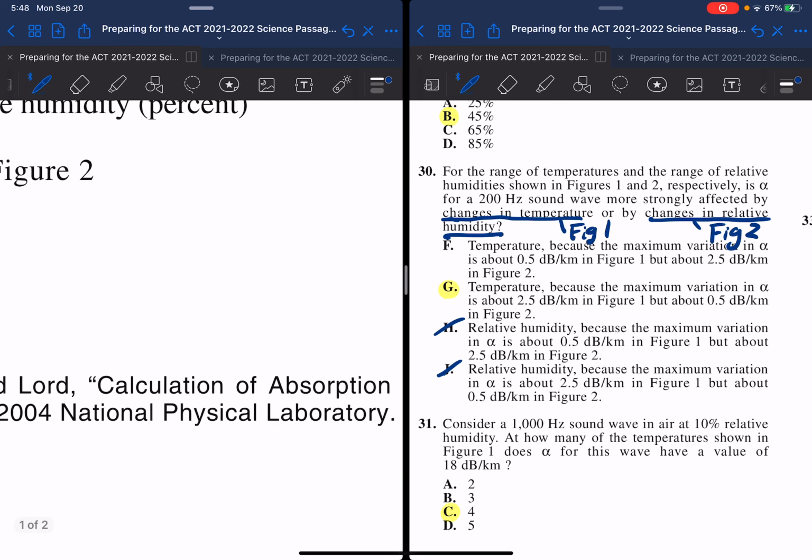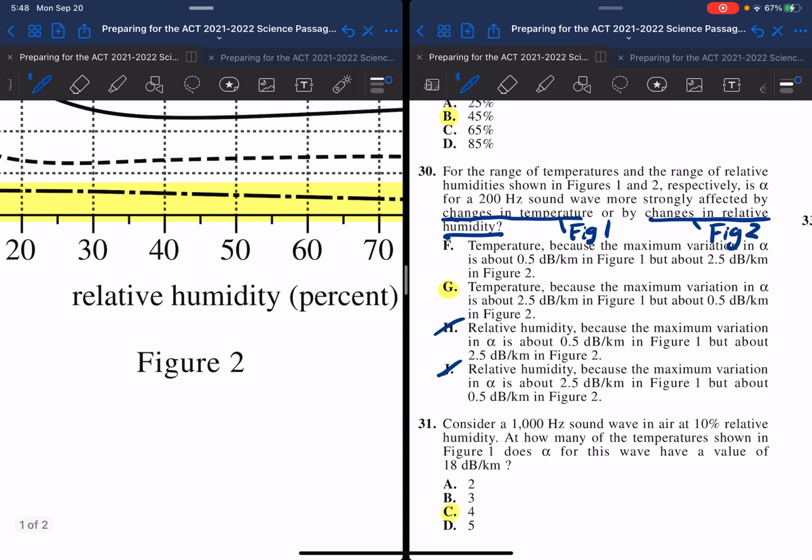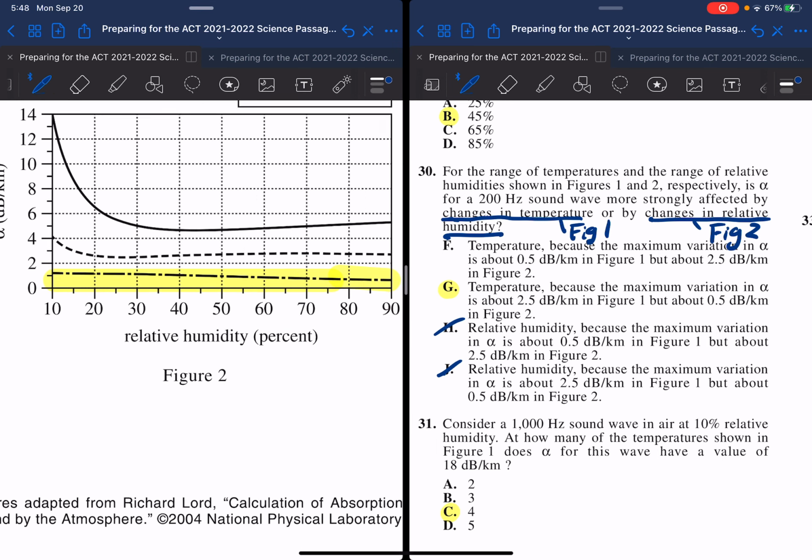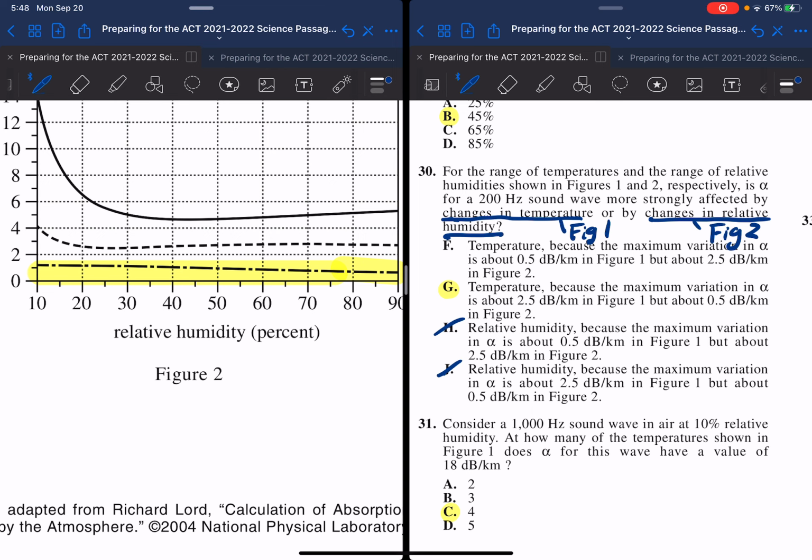Now, if we look over here on figure 2, the variation between the high and the low, it's barely anything. So the variation, the difference between the high and the low, should be bigger for figure 1. And that's what we have. It's 2.5 in figure 1, but 0.5 in figure 2. As opposed to answer F, where it says it's about 1/2 for figure 1 and 2.5 for figure 2, which is backwards.